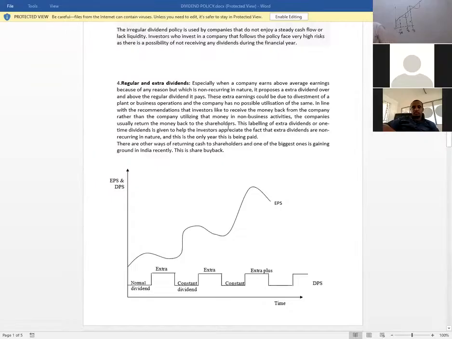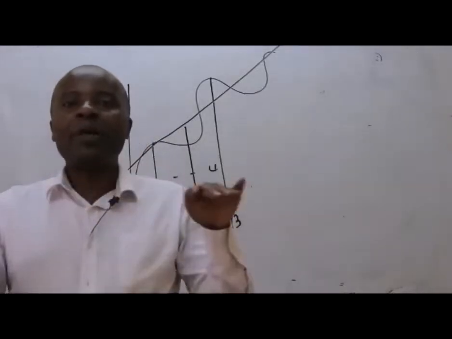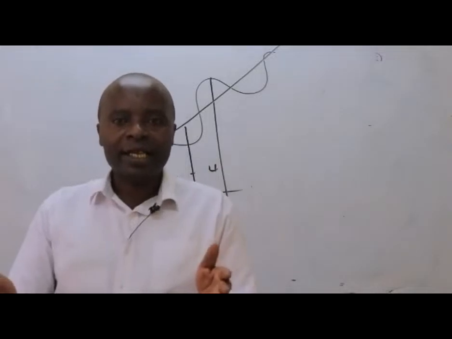So we are told here, especially when a company earns above average earnings because of any reason, but which is non-recurring in nature, it proposes an extra dividend over and above the regular dividend it pays. These extra earnings could be due to divestment. Perhaps they have sold some assets somewhere of a plant or business operation, and the company has no possible utilization of the same. So you decide, ladies and gentlemen, to give your shareholders a bonus in that year, etc., etc.